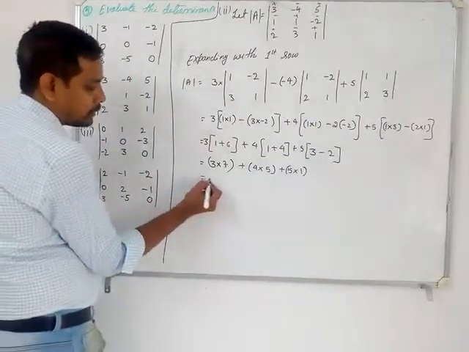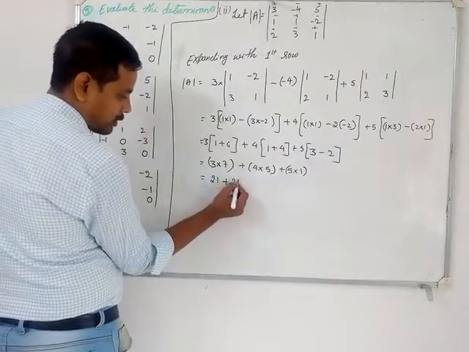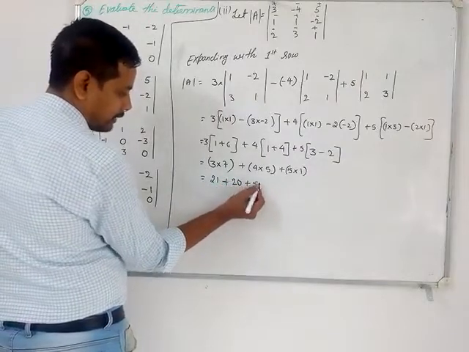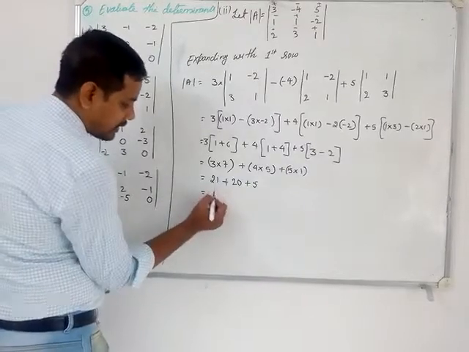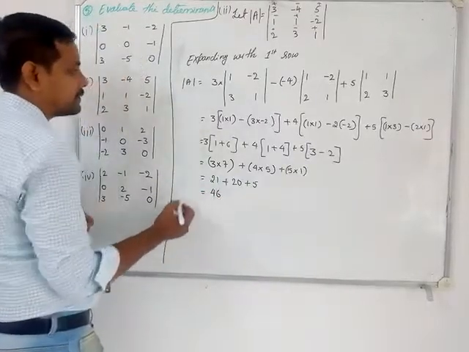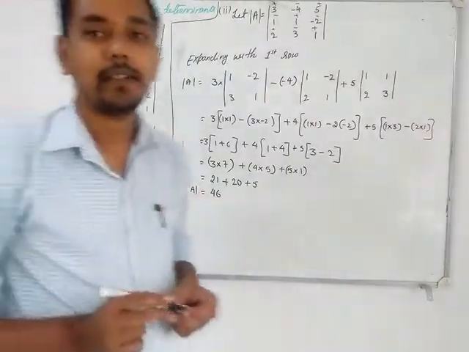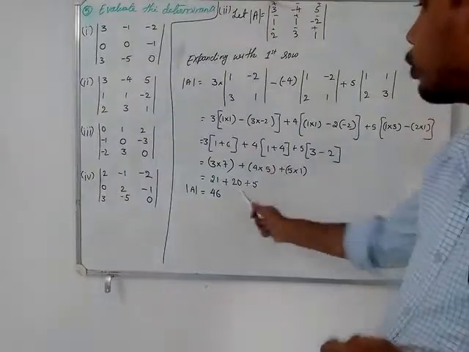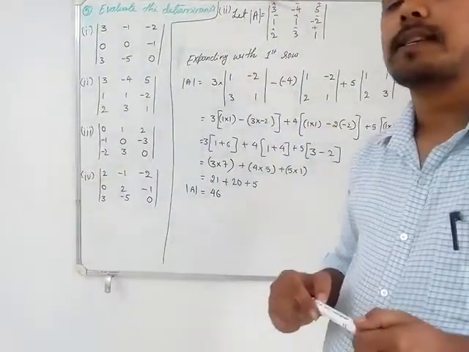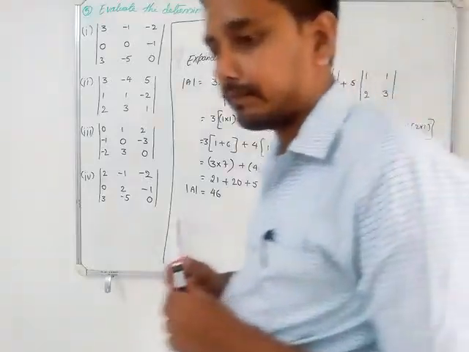So 3 into 7 is 21. 4 into 5 is 20, plus 5. So 25 plus 21 is 46. Determinant A is 46. I hope you have understood the methodology for this. So now, as usual, pause the video and make notes of this.